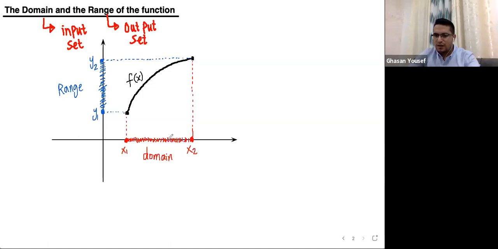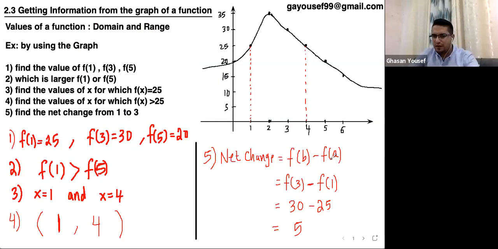Here I get a question. Can you repeat the net change? Okay. So the net change, the formula is f of b minus f of a. Ryan, are you here, Ryan? The net change, the formula is f of b minus f of a.